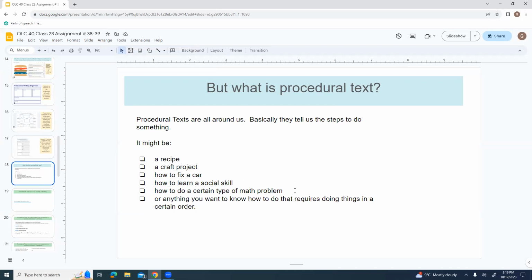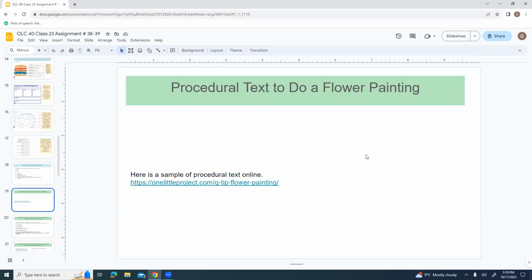You'll often see procedural text for example, like long division, because there's so many steps in long division. Anything you want to know how to do that requires doing things in a certain order, if somebody's explaining to you, they're going to be using the format of procedural text, okay? So here's an example of the procedural text to do a flower painting.